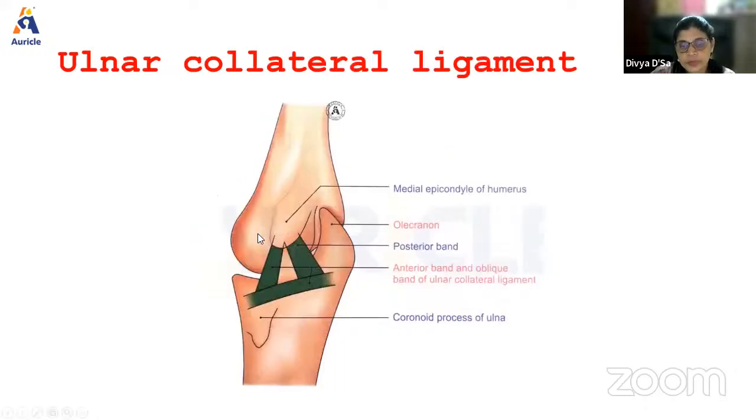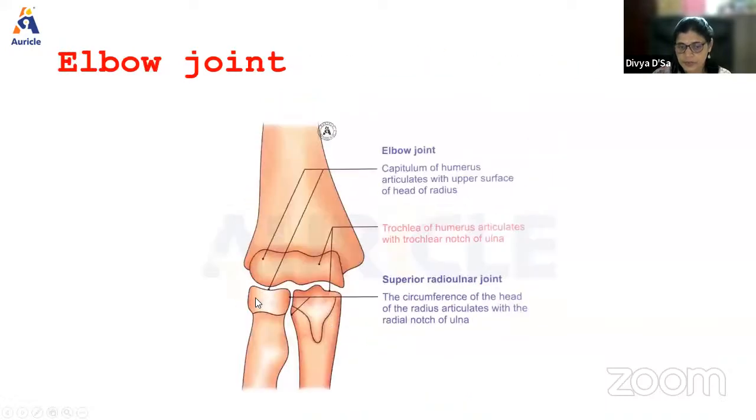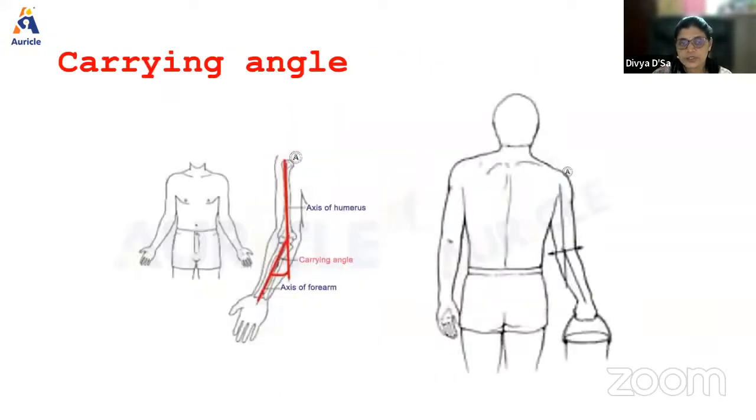Joint stability is maintained by the ulnar collateral ligament. It gives two bands, the anterior and posterior bands, attached near the medial epicondyle, and keeps the joint stable. The other ones, on the lateral side, are the radial collateral ligament and the annular ligament. The annular ligament is around the radius, holding it. These provide stability to the joint.